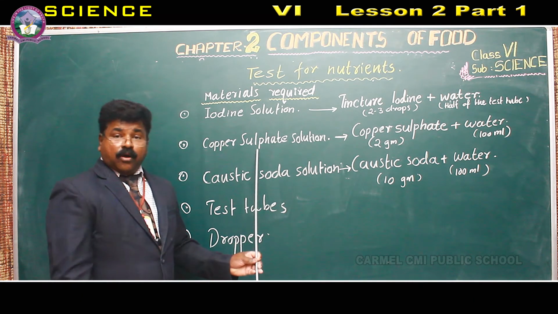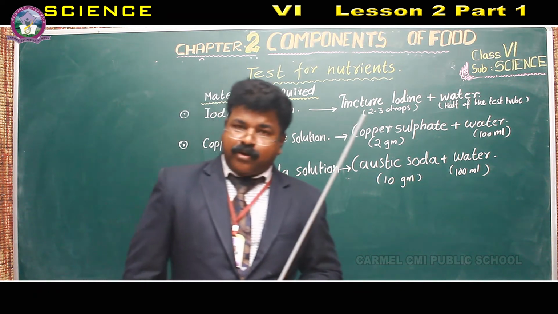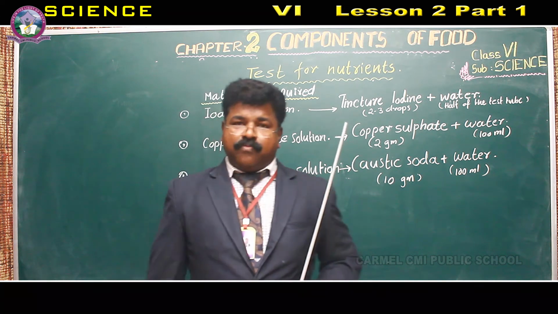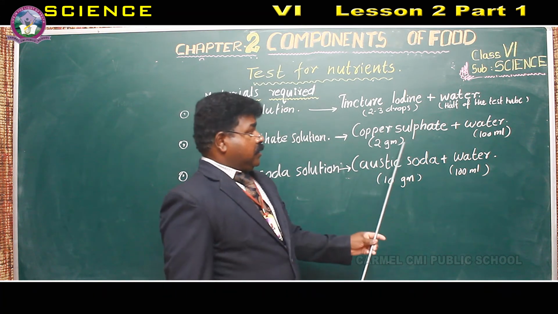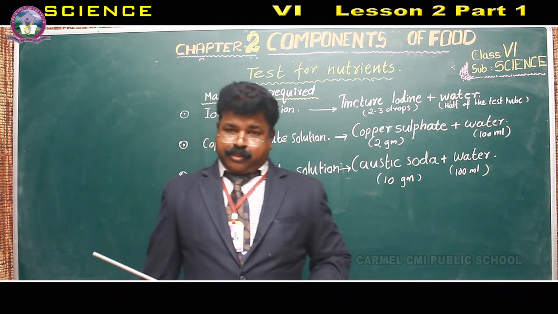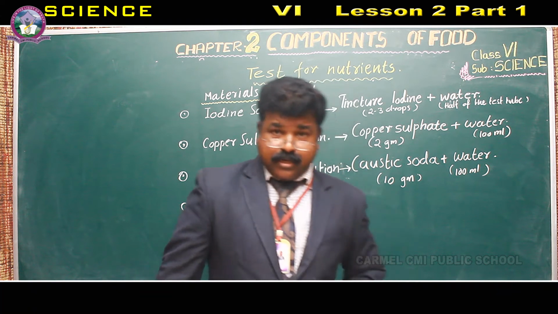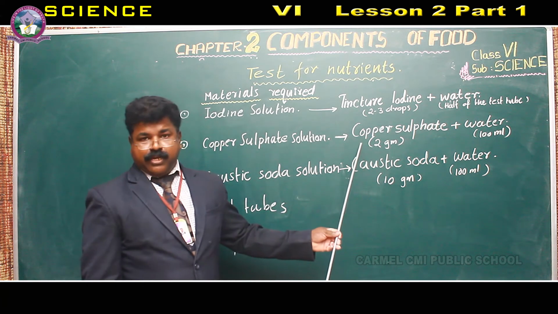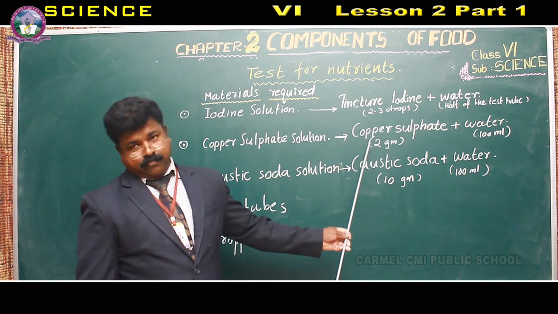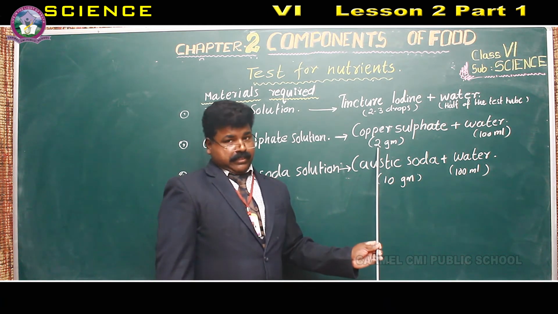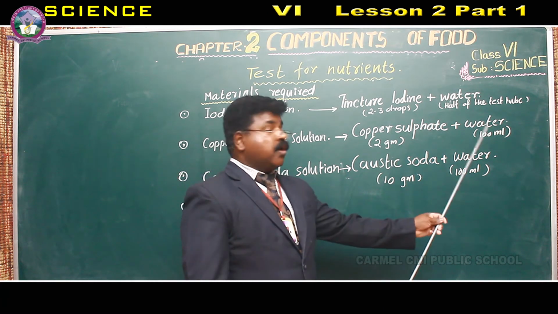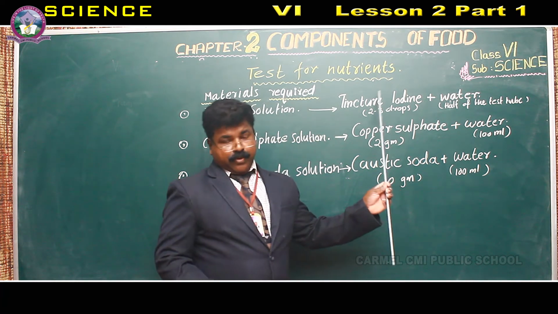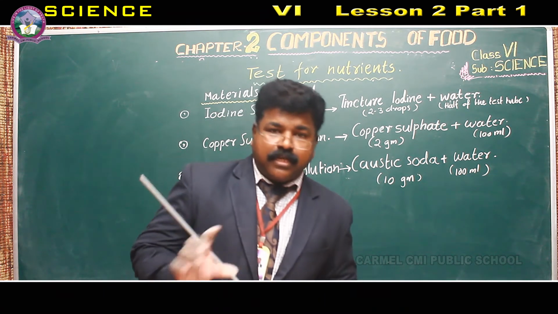The next one is copper sulfate solution. How can you prepare copper sulfate solution? The procedure is somewhat the same. We need to take 2 grams of copper sulfate and keep it in a test tube which contains water. And what is the quantity of water? We need to take 100 ml. What is the quantity of copper sulfate we need to take? That is 2 grams. 2 grams of copper sulfate crystal or powder should be dissolved in 100 ml of water. Then, just like what we did in the previous preparation, we need to shake the test tube thoroughly.